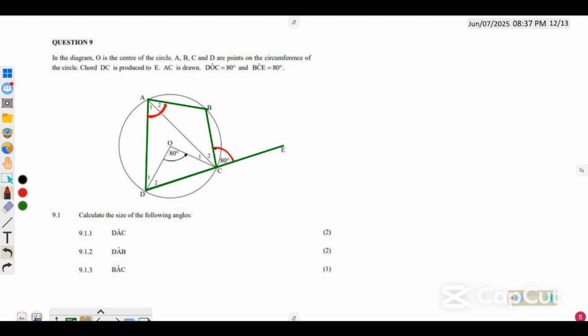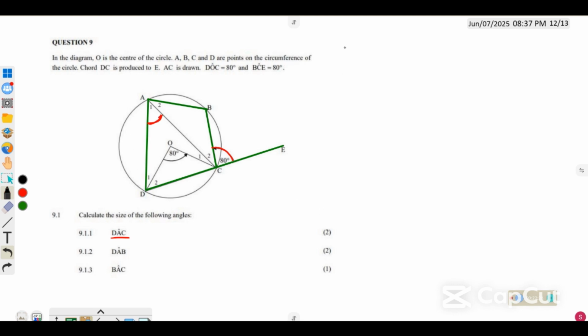We've already worked with that. AC is drawn. DOC is 80 degrees. Angle at center is 80 degrees. And BCE is also 80 degrees. Let's work. Calculate the size of angle DAC. Where's D? DAC. They are looking for this angle, which is A1. They are just looking for A1, which is DAC.